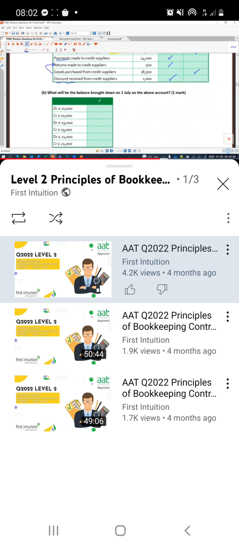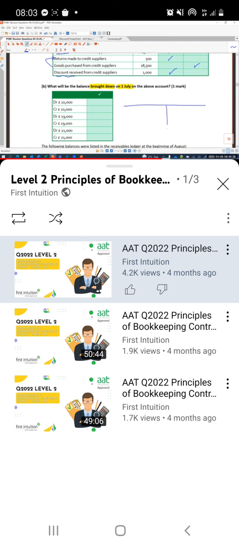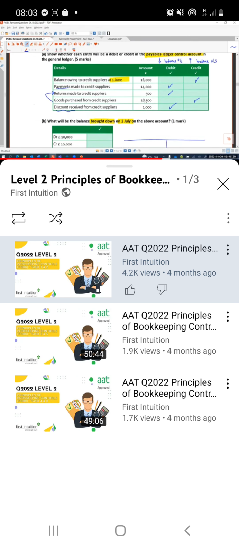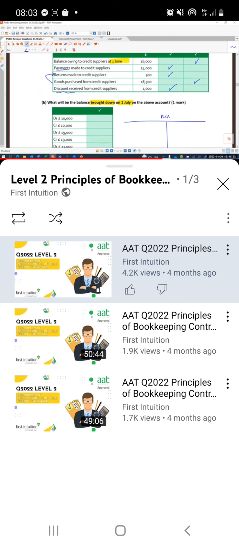The next question says then, what will be the balance brought down on the 1st of July on the above account? The brought down is crucial. On the 1st of July is crucial because the brought down and the carried down are going to be the same figure. It's just that one is a debit and one is a credit. So it's very, very important that I get that right. So what I would probably do, it might take an extra minute, but I think I'd do it anyway, is probably sketch the account. So balance owing 1st of June, we said it was a credit. So I'm going to say balance brought down on the 1st of June was 16,000.